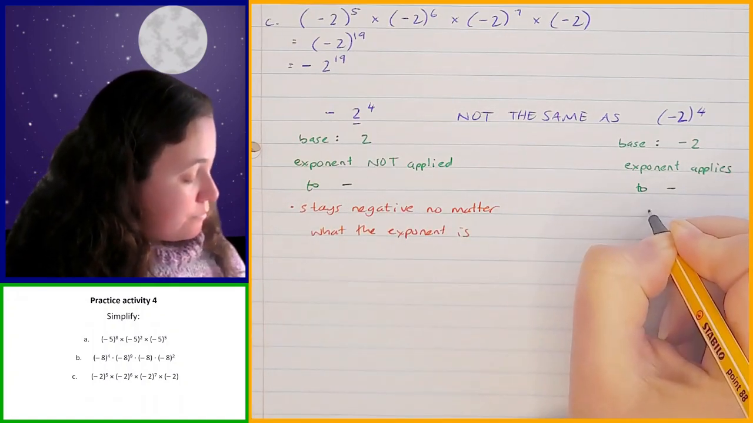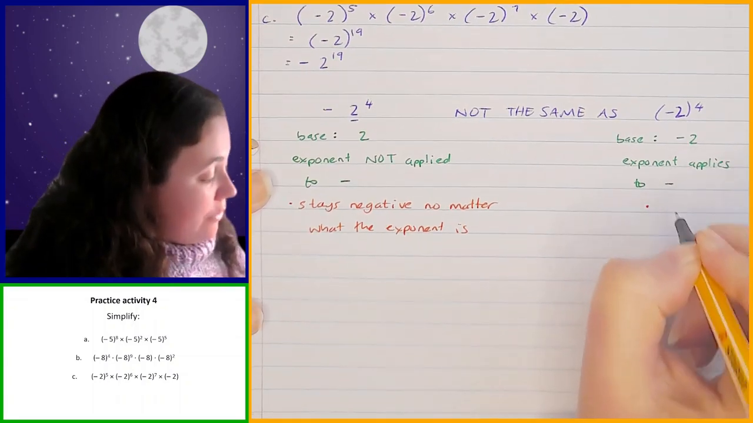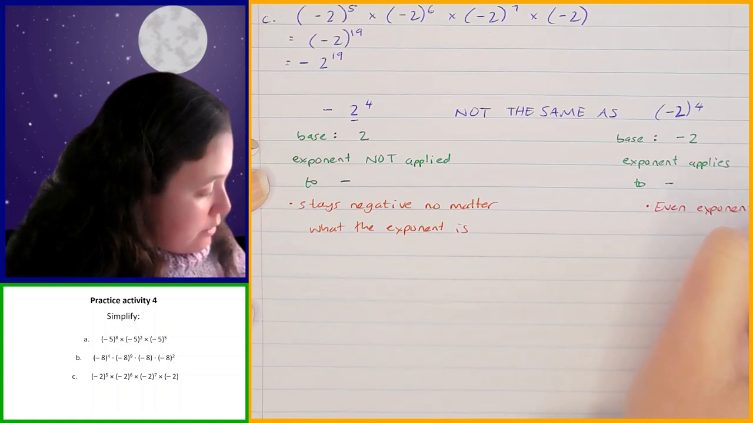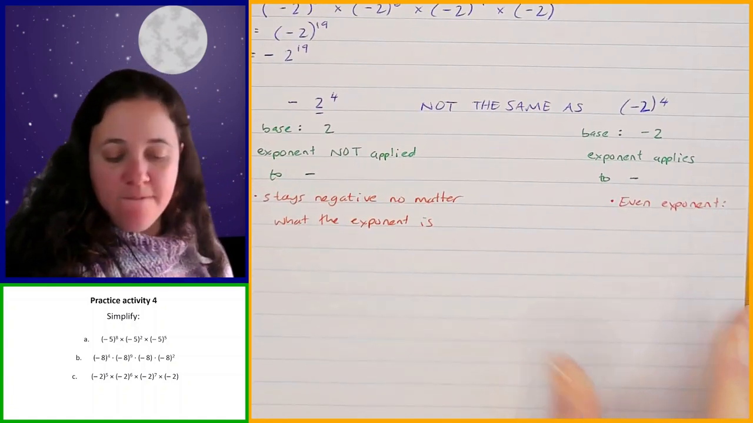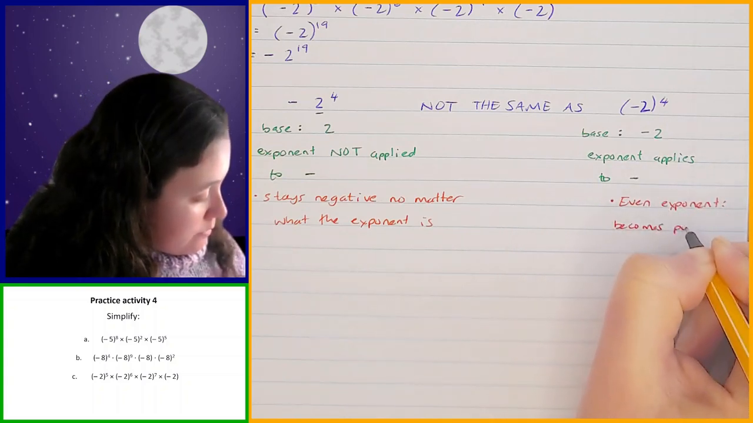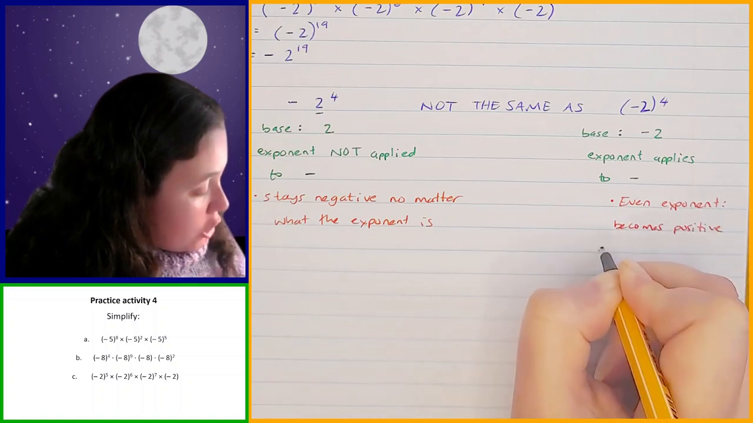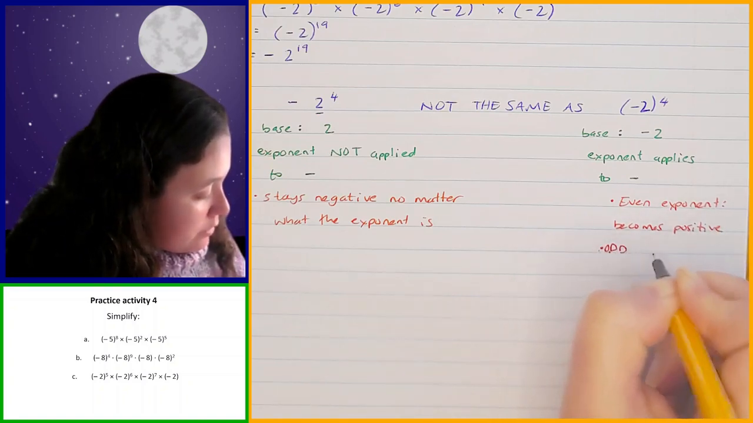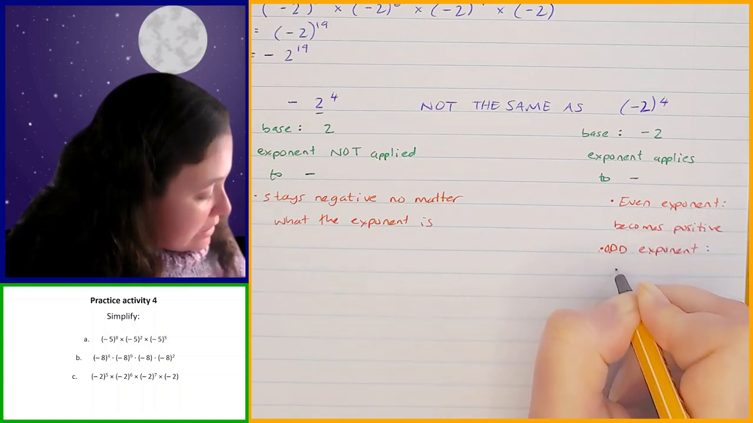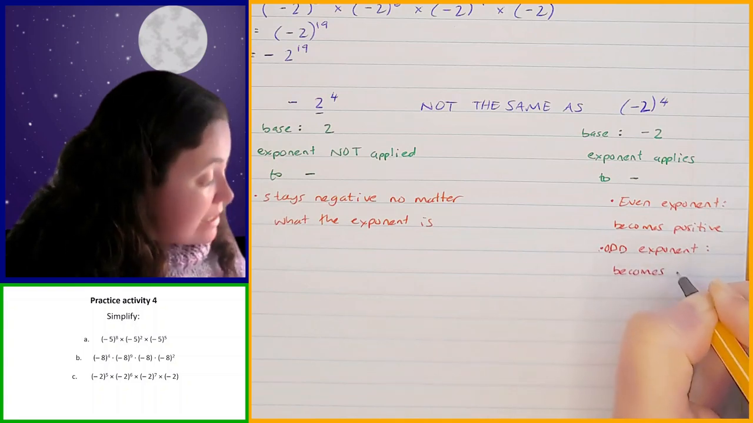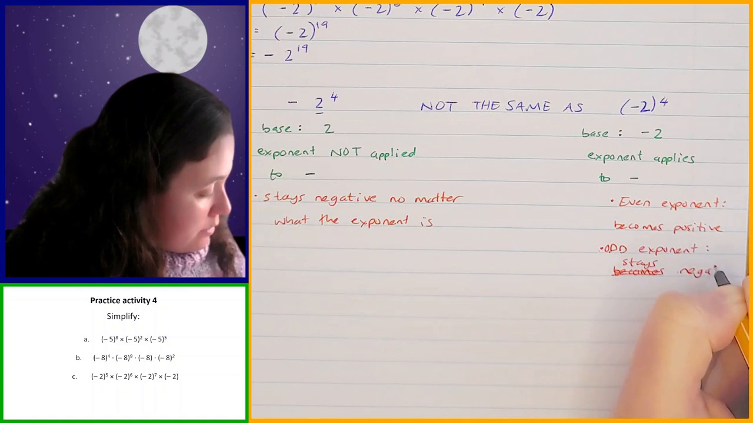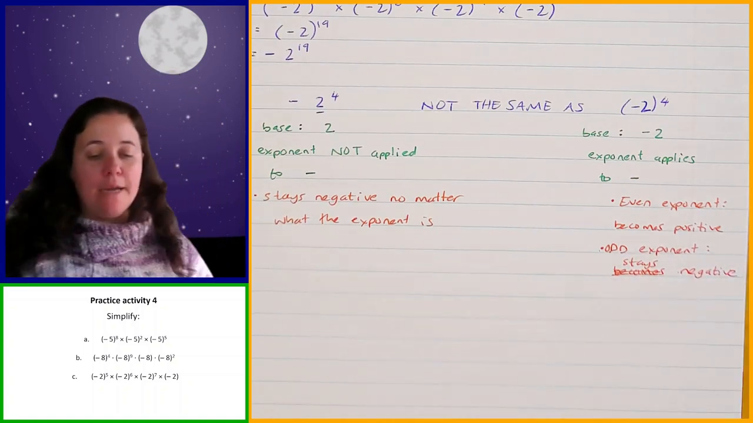But this one, if there's an even exponent, then it becomes positive. And if there's an odd exponent, it becomes negative. Or it stays negative, rather. It doesn't become, it stays negative. Okay.